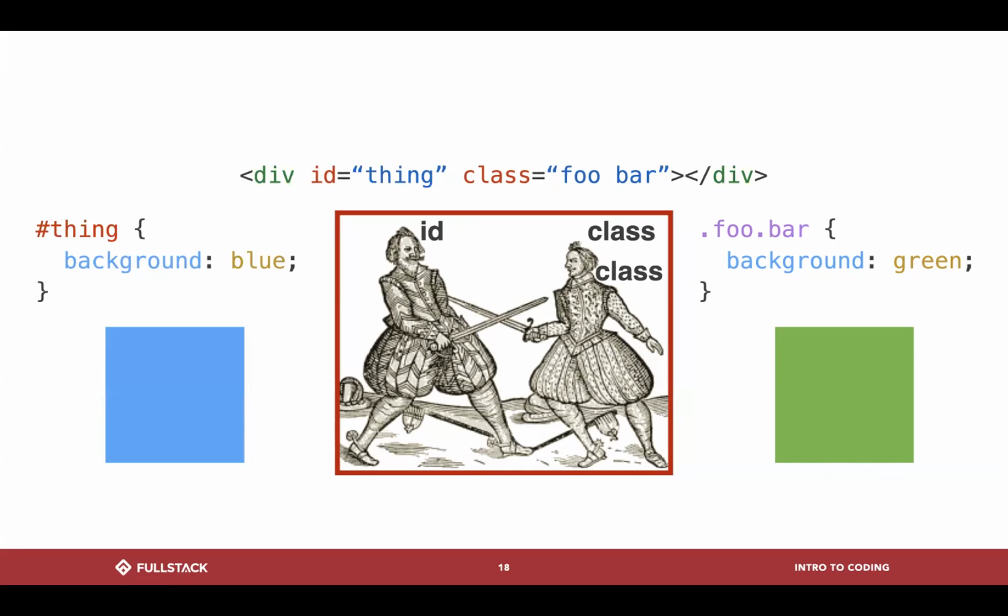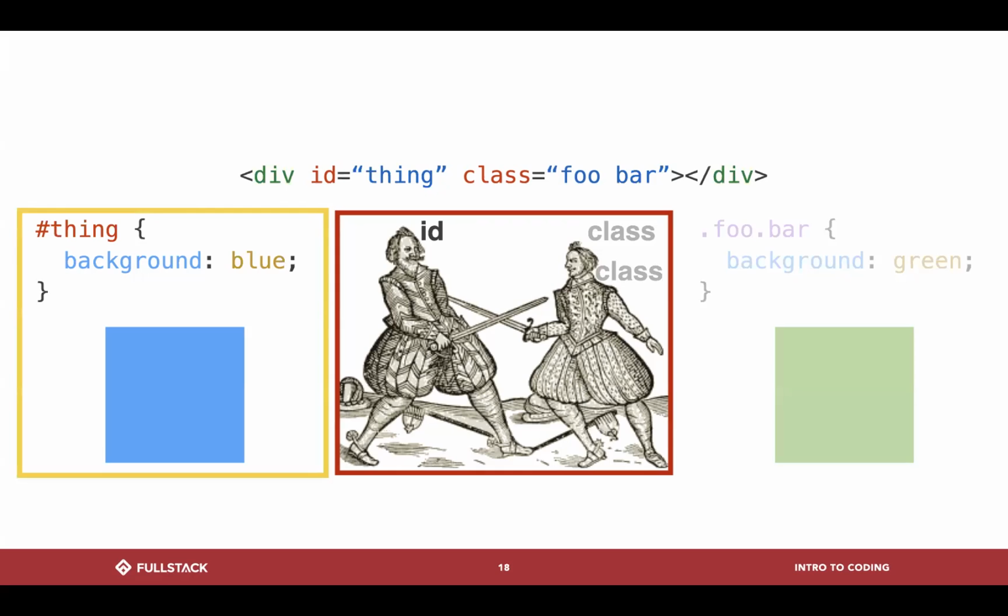We have on the left an ID, and then on the right we have a combination of classes. How about this one? Class. That one is going to be class. That's the second rule. Got votes for classes? Definitely, it's actually the ID, yeah.